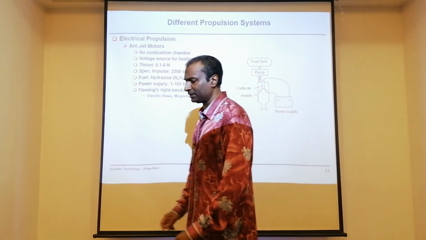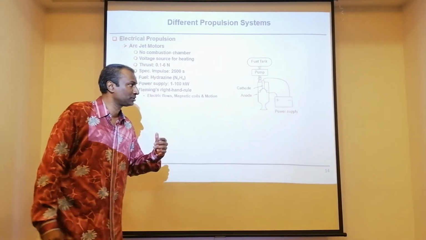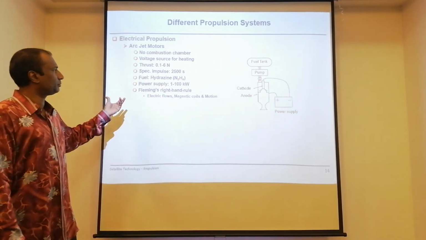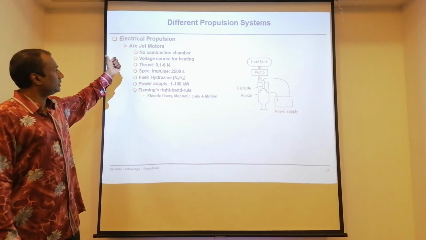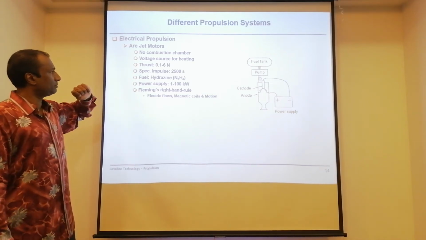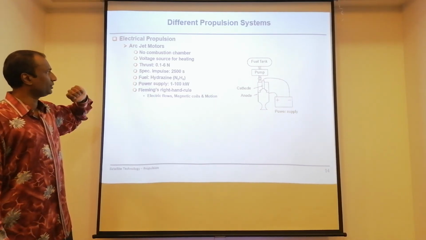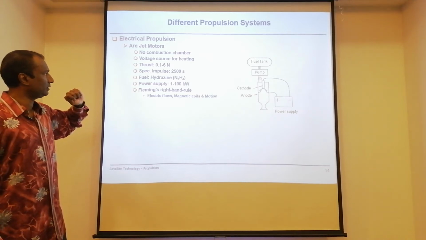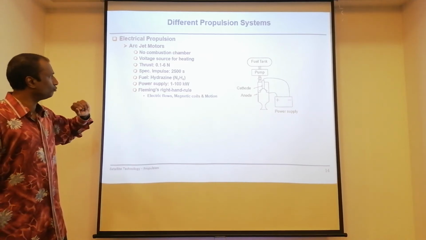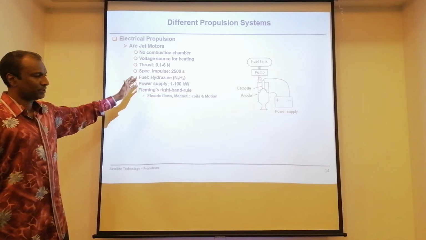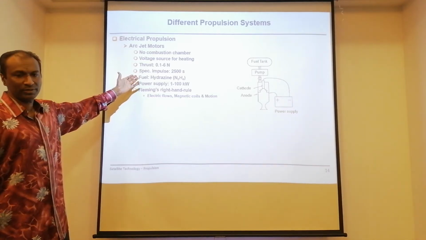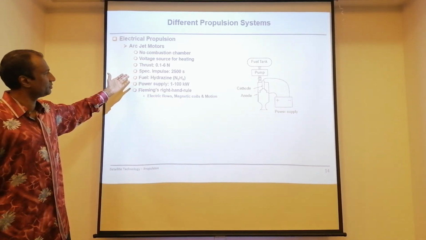Okay, Deep Space One, for example, mission. So you have all this electrical propulsion system. All right, here simple. There's no combustion chamber. You have a voltage source for heating. Thrust is quite low. Why is thrust quite low? Because we can play around with the specific impulse, so it's fine for us.